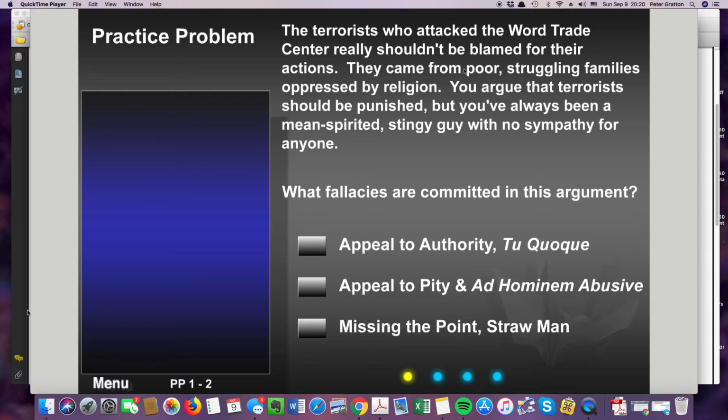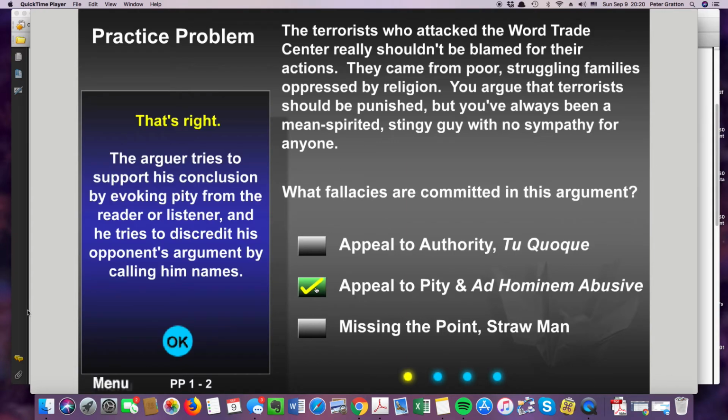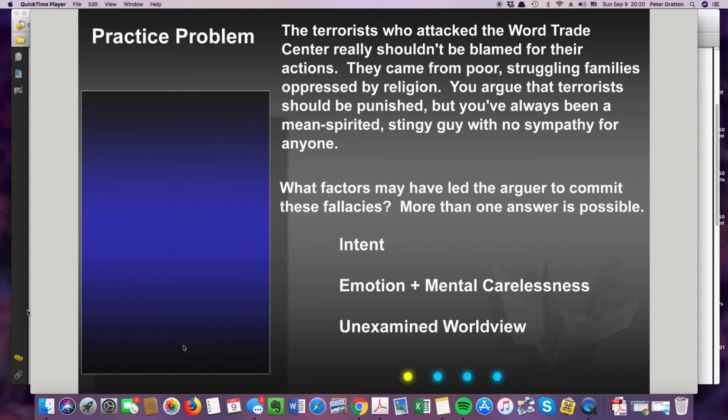But do we have an appeal to pity? Yes, they came from poor, struggling families, so we have an appeal to pity, and we have the ad hominem abusive, right? So going down there, we click, right? The arguer tries to support his conclusion by evoking pity from the reader or listener, and tries to discredit his opponent's arguments by calling him names. We don't have anything like an appeal to authority above, no you too or hypocrisy argument, no missing the point, no straw man. Okay.